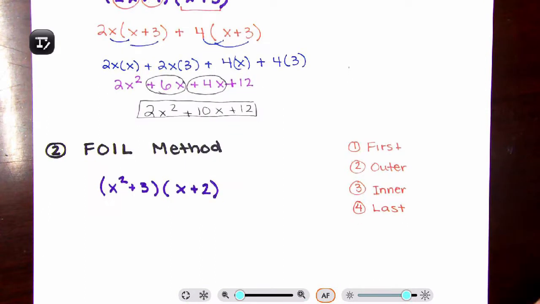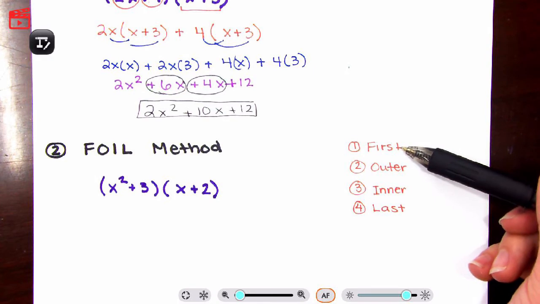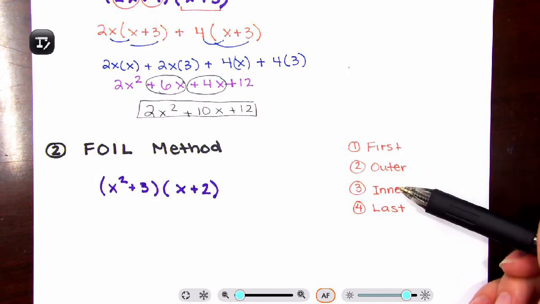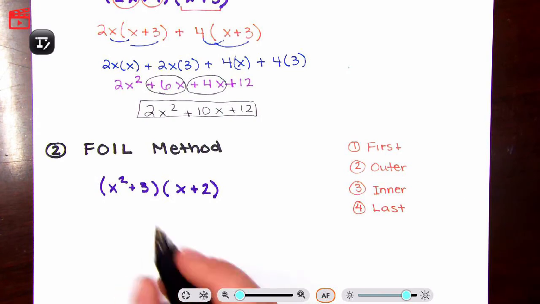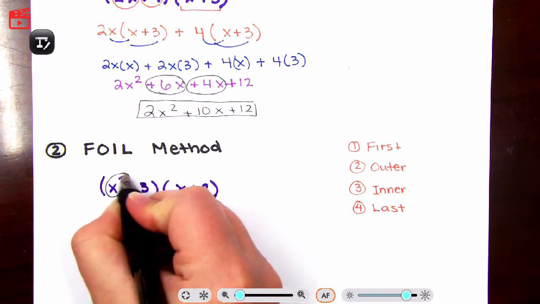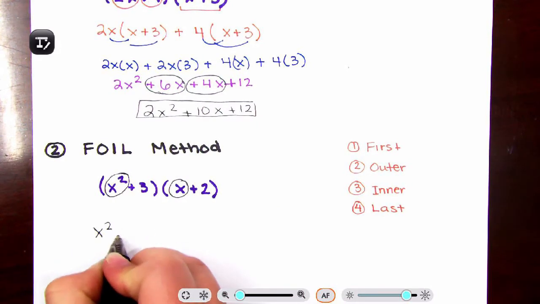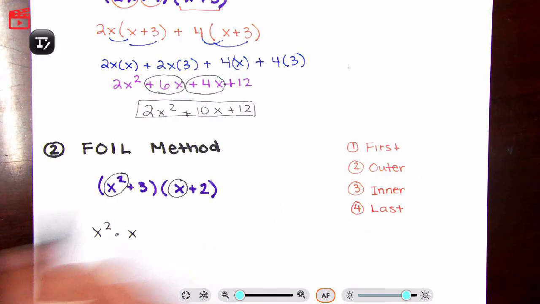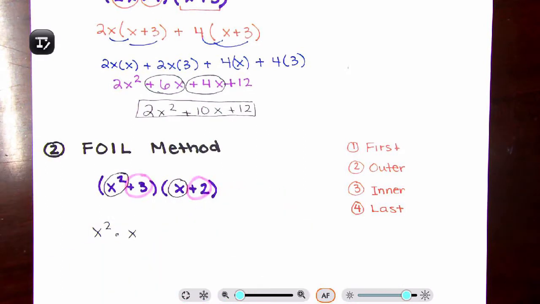So for the FOIL method, it's kind of going through these steps. First, you're going to multiply the first terms together. Then you're going to multiply the outer terms together. Then you're going to multiply the inner terms together, and then the last. So this is how it looks. Your first terms here, these are your first. So that means x squared times x. This is your first. Then you have your outer.